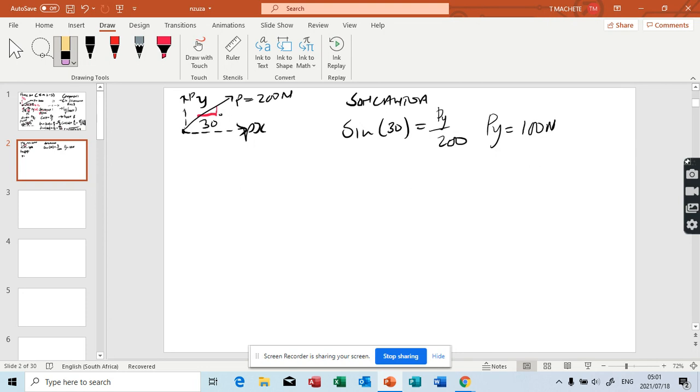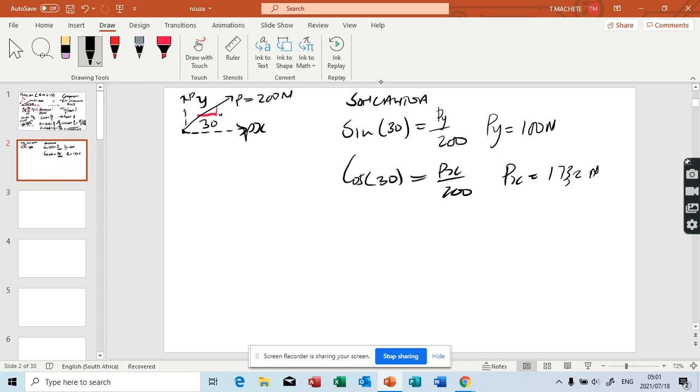I use tan. So then to find your Px, you're going to say cos 30 equals Px over 200. You punch it on the calculator. Remember you have to put your calculator in degree mode, right? So you're going to get 173.2 newtons. That's your answer.